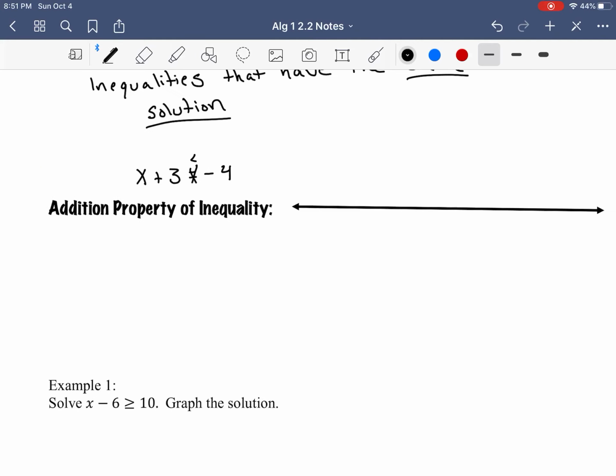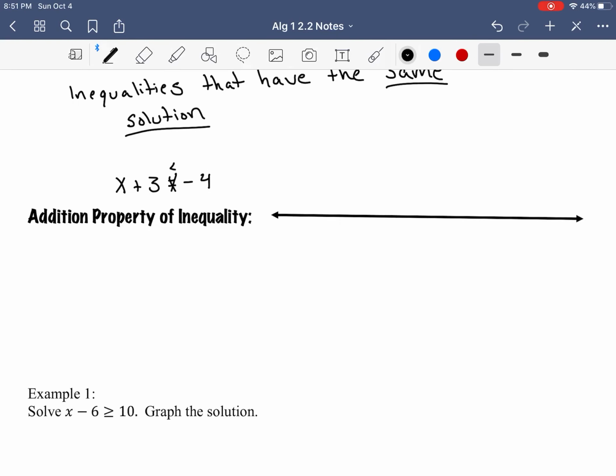Okay, so we have those same types of rules for inequalities. And the first one is the addition property of inequality. So if I have an inequality, let's say negative 4 is less than 10, we agree that that is a true inequality. Negative 4 is in fact less than 10. If I add, let's say, 2 to both sides, so we'll add 2, okay? So now we have a negative 2 and a 12. It's still true to use a less than sign in between, okay?